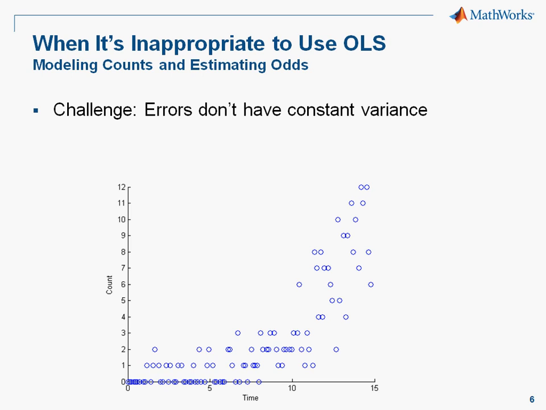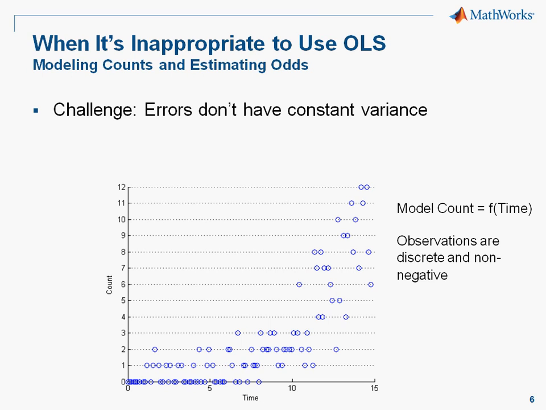Hypothetically, this might describe the radioactive decay of an atom or the number of requests for page views on a website. From our perspective, what's important is that the count is always non-negative and discrete. It always takes an integer value. More formally, we're assuming that the count can be modeled by a Poisson distribution.